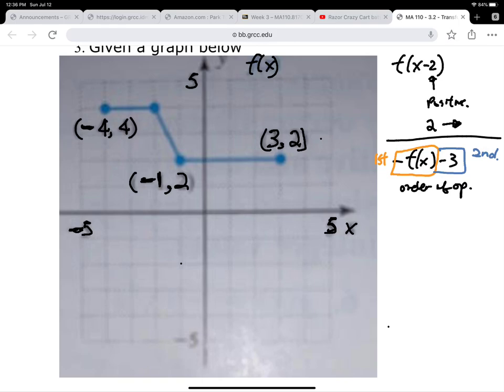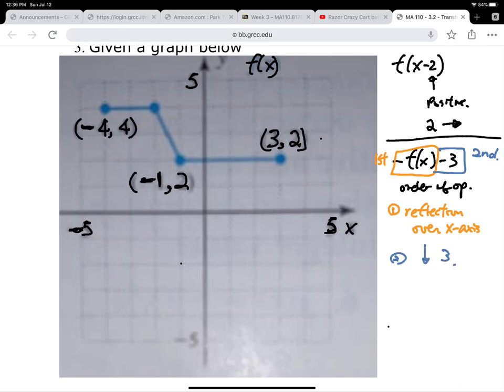Alright, so first thing first, I had to figure out the reflection over the x-axis. Remember, when you get the negative in front of the function, it tells you to change all the signs on the y, so that's a reflection. And second, when you have minus 3 on the outside of the function, that's up and down. So minus 3 means down 3.